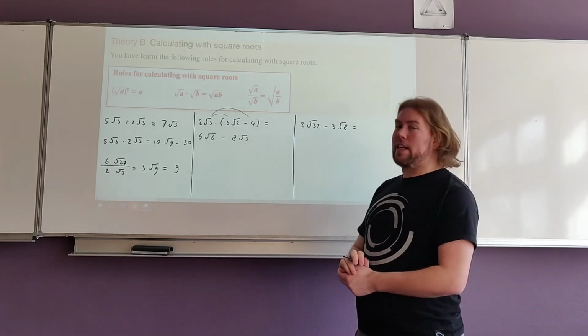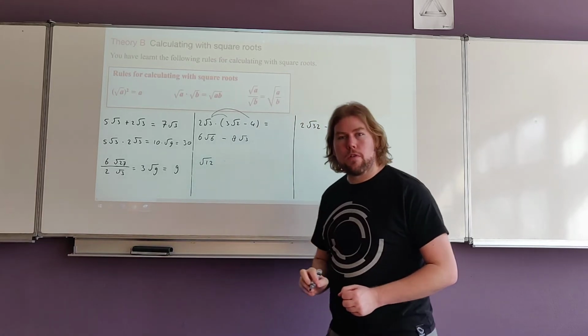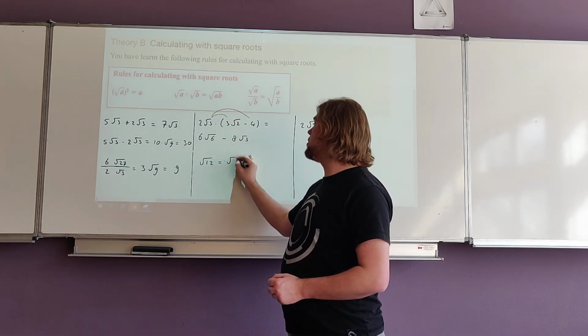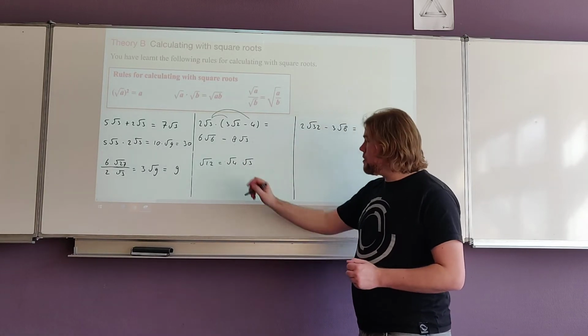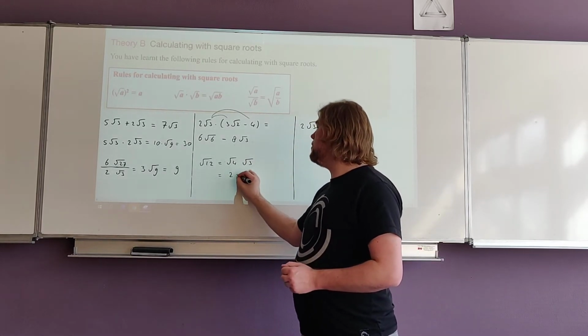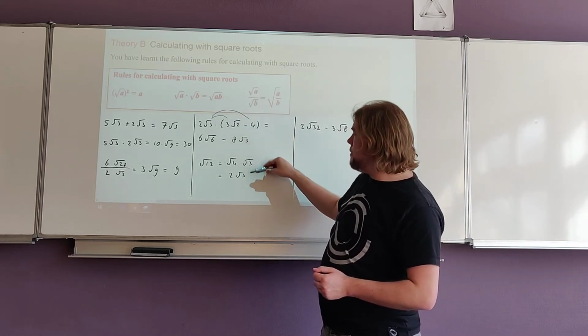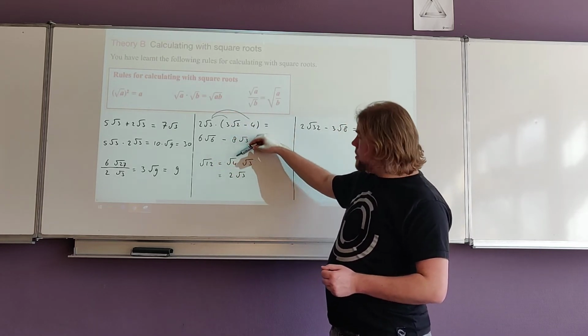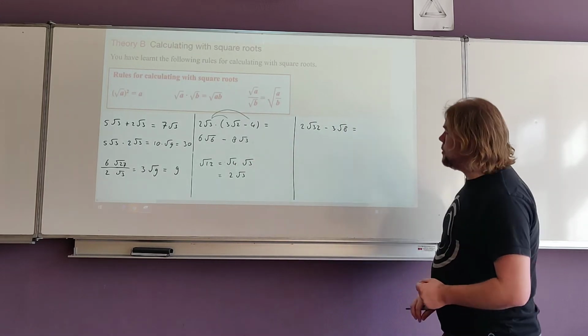Sometimes you can make them smaller though. For example, if I have the square root of 12, I can write that down as the square root of 4 times the square root of 3. Now the square root of 4 is 2, so this is 2 times the square root of 3. So this is actually this rule, but then in reverse. We first split this up, and then we simplify it. We actually have to use that for this example.